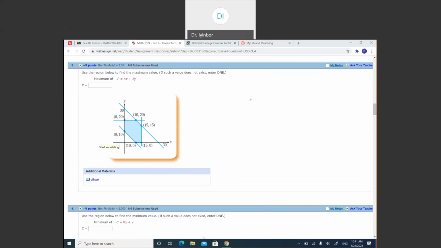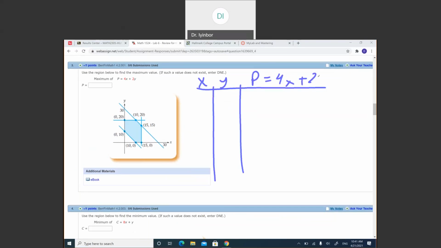Number 3. So I'm doing number 3. Number 4 is the same way. So I need to get x, y for the vertices and calculate the points. And then the function P is 4x plus 2y. You have to plug it in, then check the numbers here, and the biggest one is going to be the maximum. So the corner points: you can start from one of those and just go around, list them all.